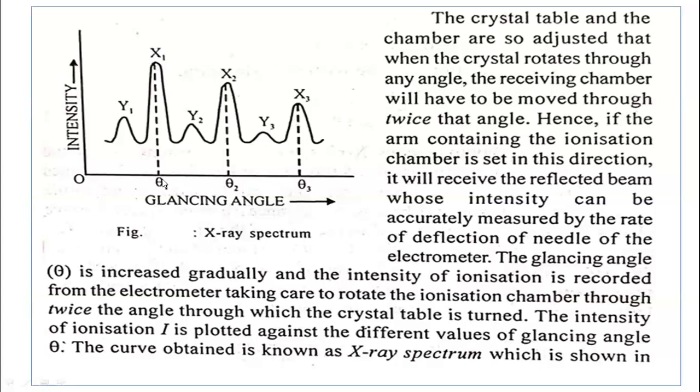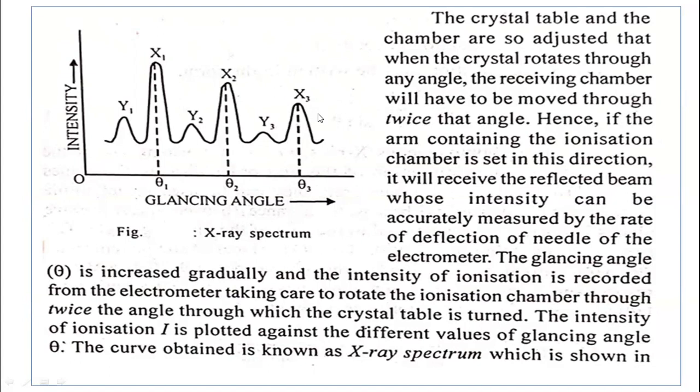Theta 1 is the lower angle where the intensity of the radiation will be higher. Theta 2 is the higher angle, where the intensity of the radiation will be less. So in this way, at different angles of rotation, we can determine the intensity of the ionization. We can determine the intensity of the X-ray here, and we will get the X-ray spectrum.